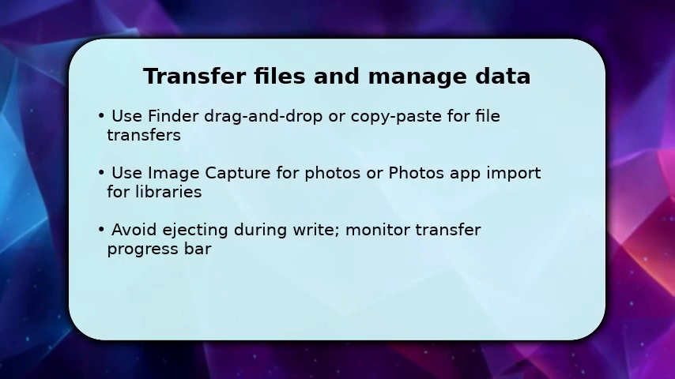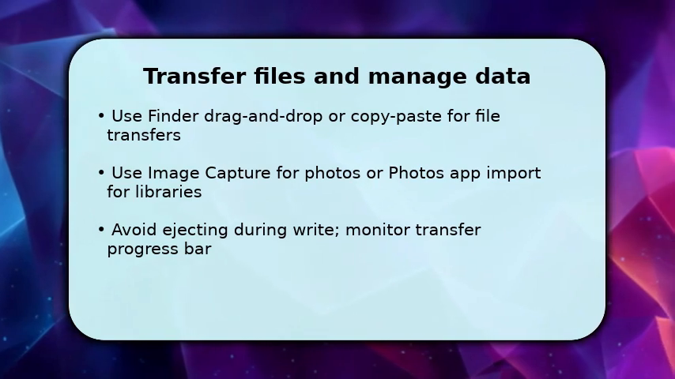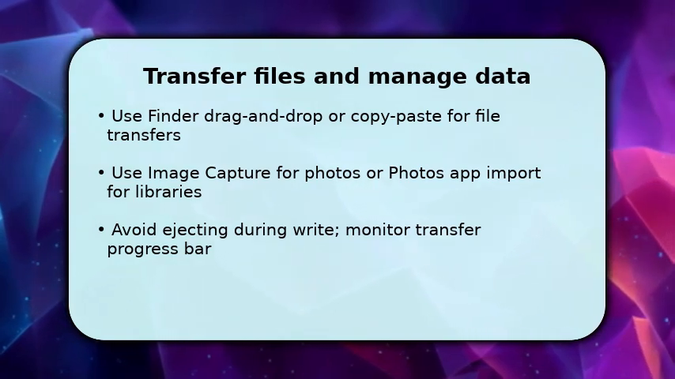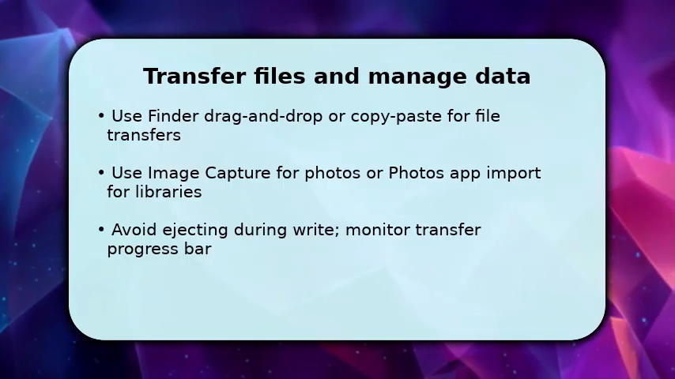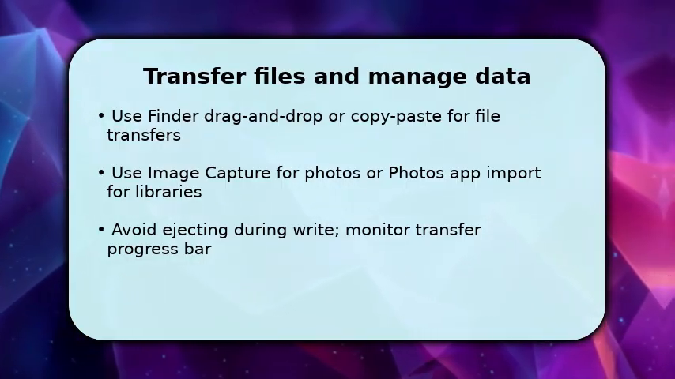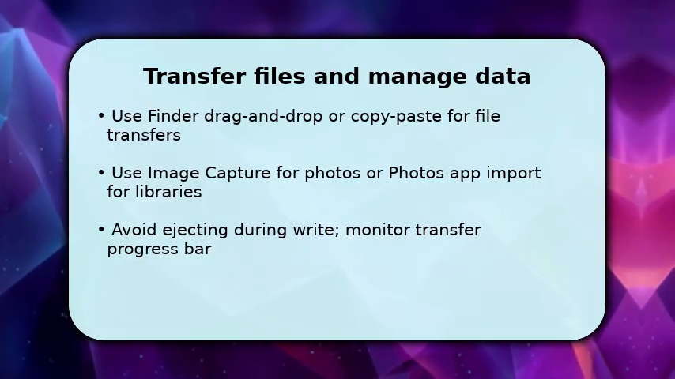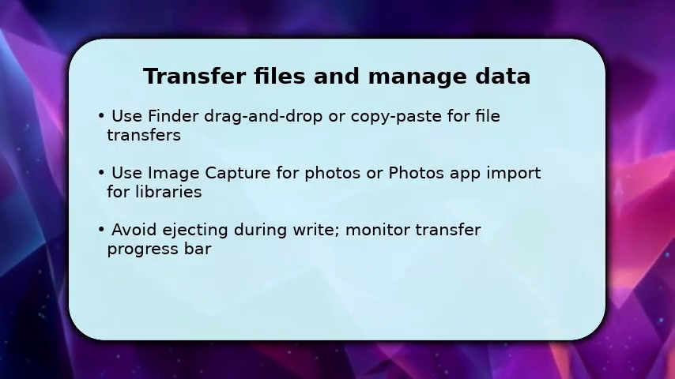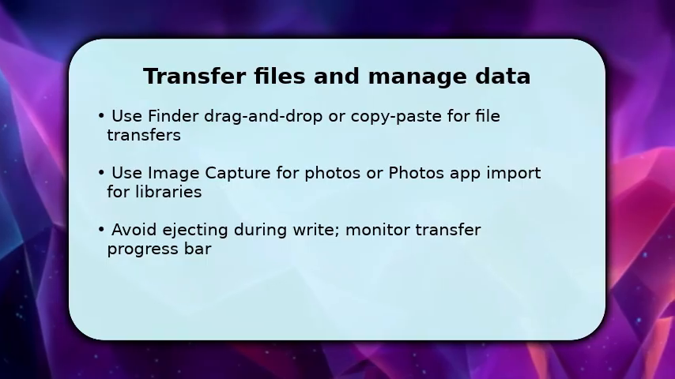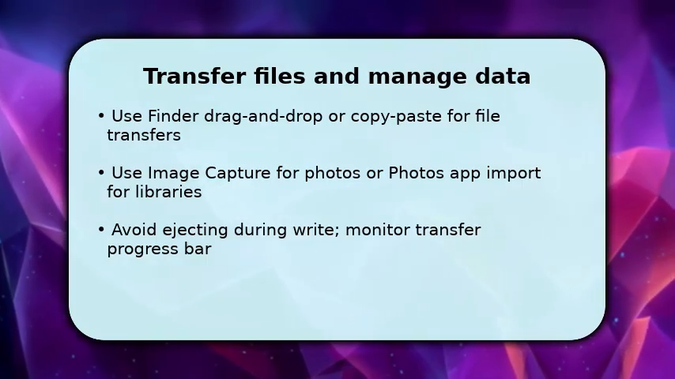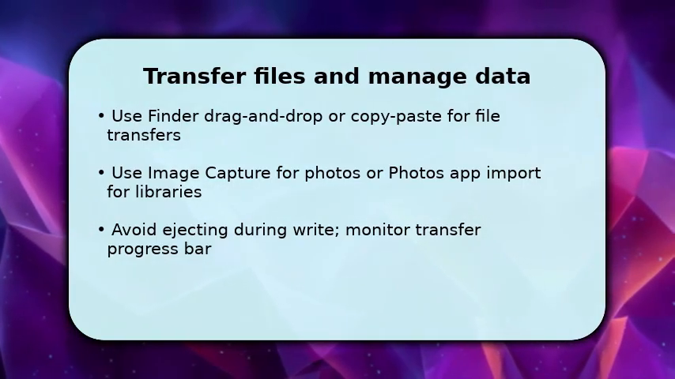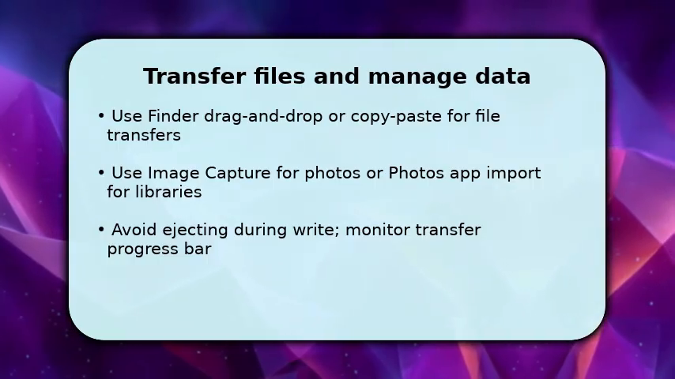With the card visible in Finder, you copy or move files by dragging to your desired folder. This is simple yet effective because it preserves file structure. Once transfers begin, watch the progress bar and avoid ejecting the reader. Interrupting writes causes corruption. If you need selective import, use Image Capture or Photos. Those tools handle metadata and duplicates better.